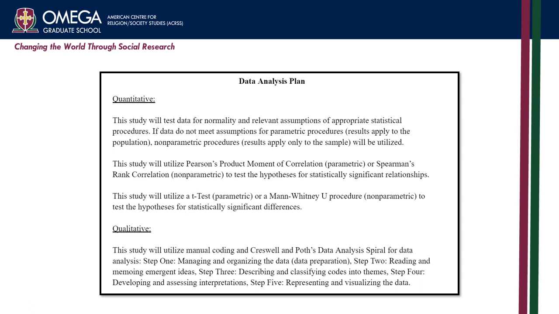For qualitative designs, we encourage you to use Creswell and Poth's data analysis spiral for data analysis. And at OGS, we encourage you to do manual coding, just using simple tools like Microsoft Word. And there is a 5-step process involved in Creswell and Poth's data spiral, and we've provided it there on the template for you.